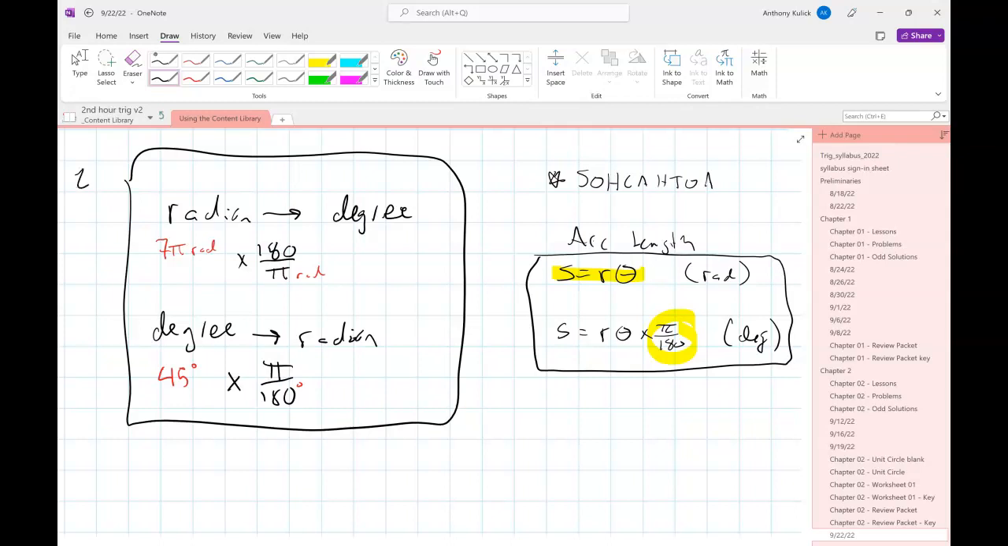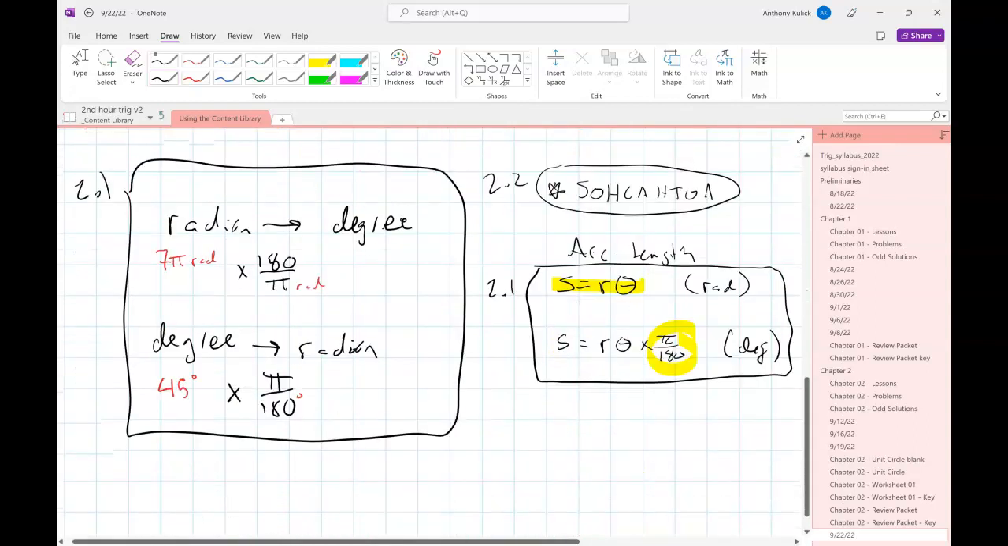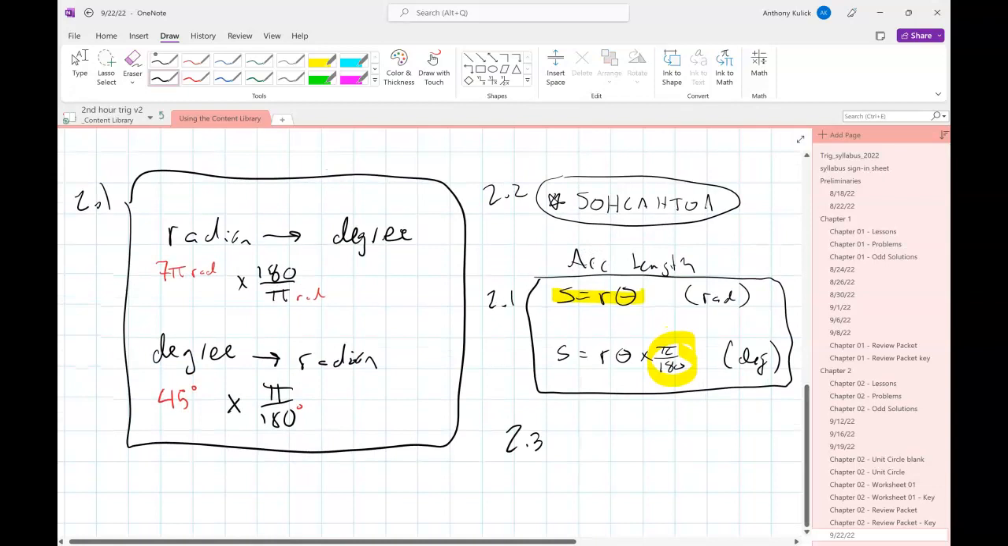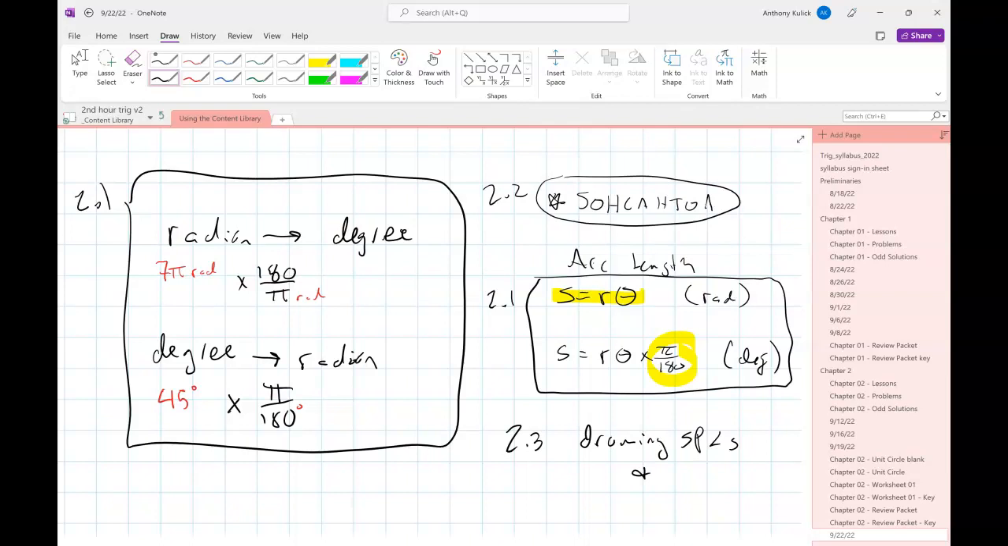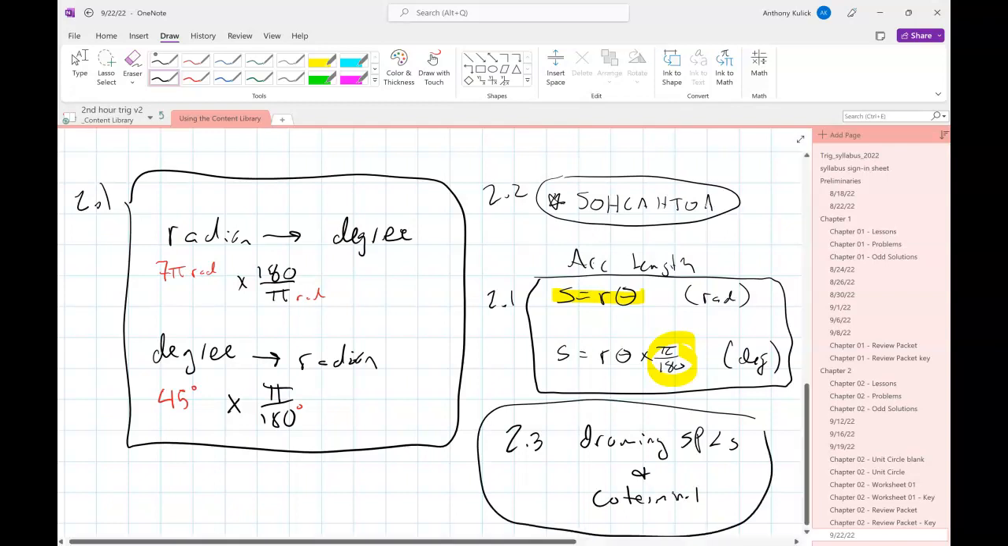So this was like 2.1 stuff. This was like our 2.2 stuff. What was in 2.3? That was like drawing standard position angles. And coterminal. That was like all we did in section 2.3. Just talk about drawing pictures, how to draw those standard positions, and define things as coterminal.